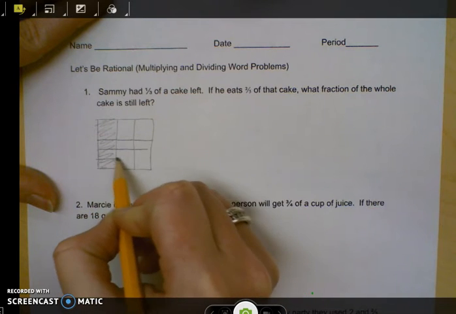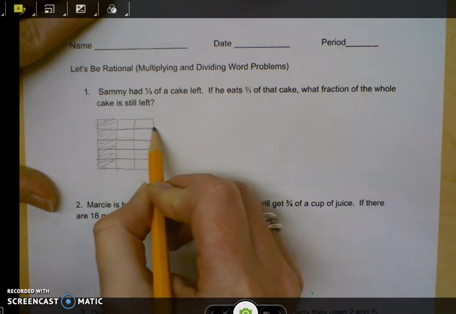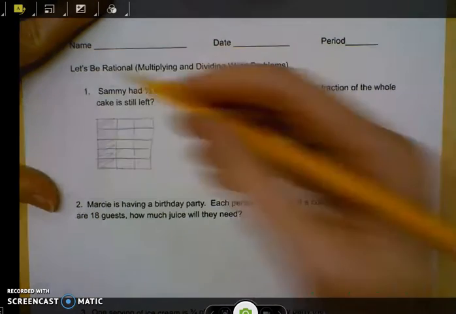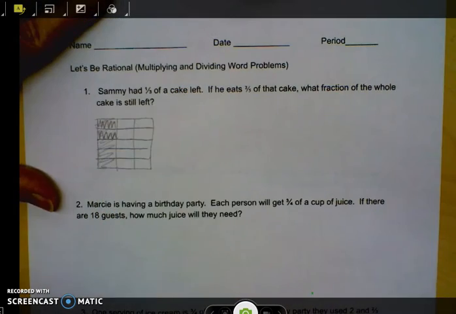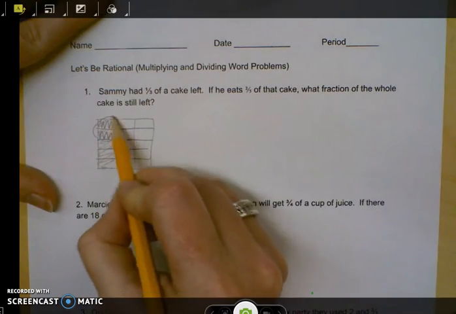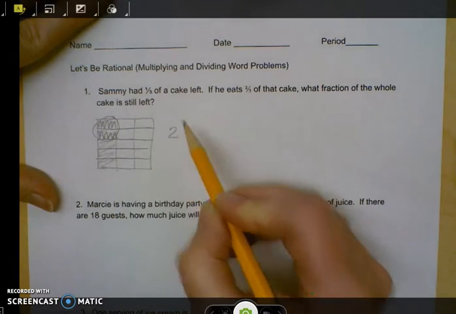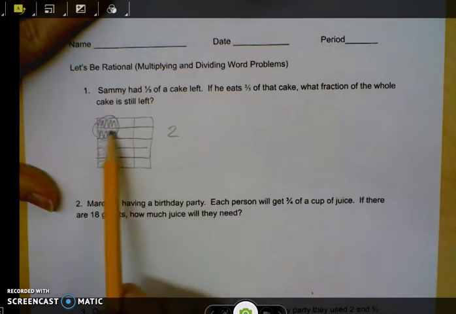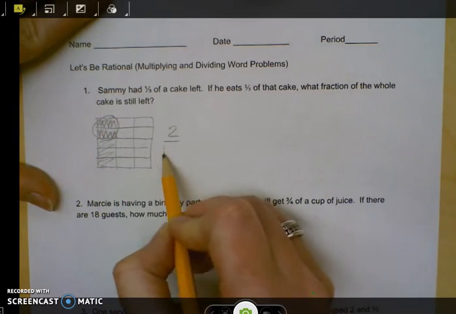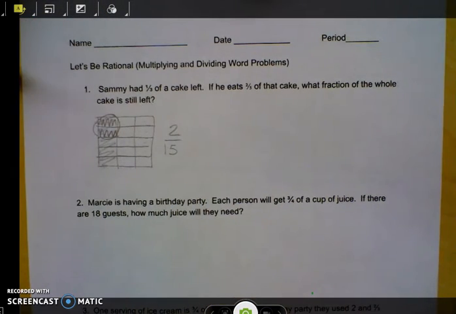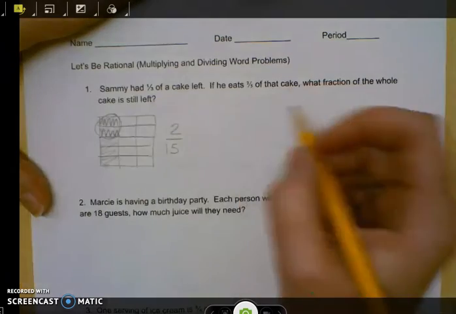And if I eat 2/5 of that cake, that means I'm going to divide it into fifths. And when I eat 2 pieces of that, I'm going to eat this piece and I'm going to eat that piece. So altogether, I can see that I have 2 out of 1, 2, 3, 4, 5, 6, 7, 8, 9, 10, 11, 12, 13, 15 pieces in the whole pan. So I ate 2/15 of the whole pan.